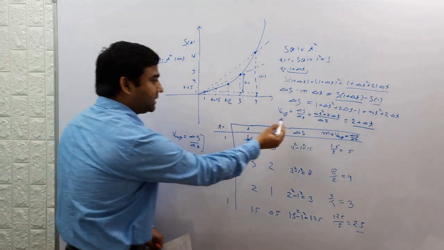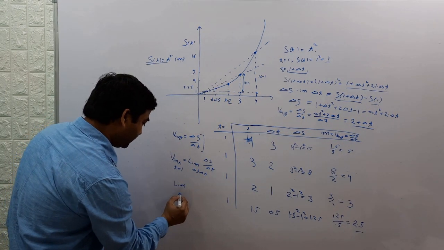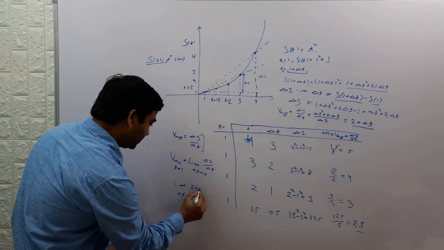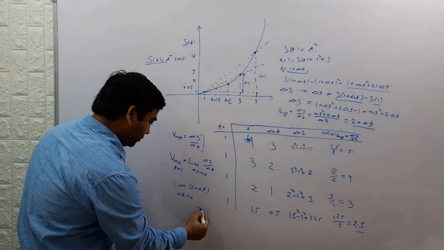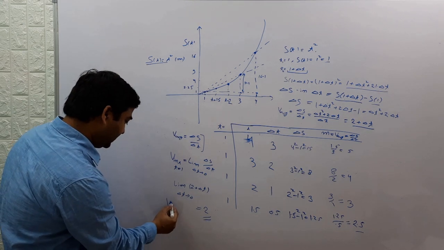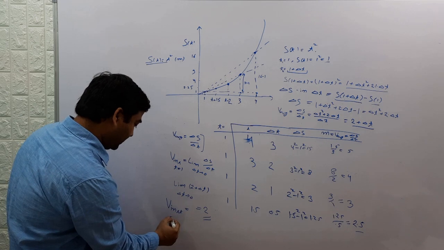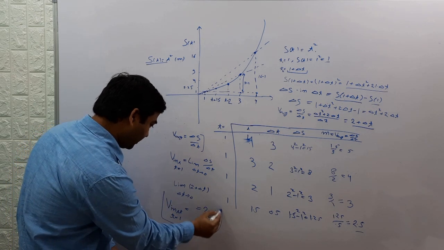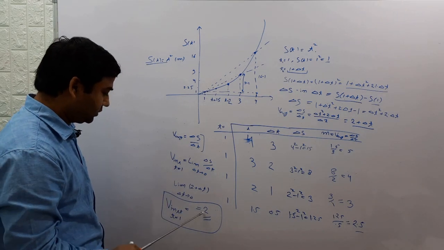So delta s by delta t is 2 plus delta t, that is limit delta t is tending to 0, 2 plus delta t is equal to 2. So V instantaneous at t is equal to 1. So we have found V instantaneous at t is equal to 1 equal to 2.